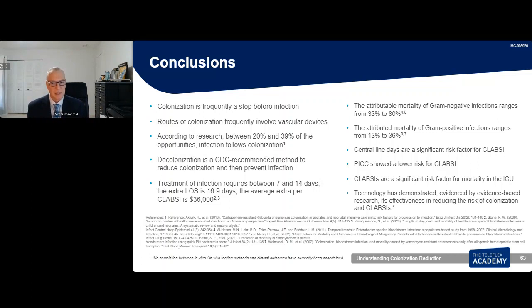Central line days are a significant risk factor. You saw the previous slide, 4% per day. PICC shows the lowest risk for CLABSI. CLABSI is a significant risk factor for mortality. That's why by preventing CLABSI, we can reduce the mortality. You saw our study showing that there are many variables associated with mortality, but no one of them can be modified except the infection. Technology has demonstrated evidence showing that there are many ways to reduce colonization and infections, and that colonization leads to infection.